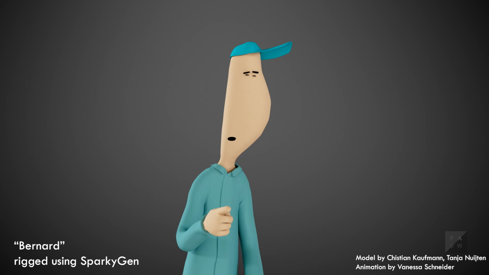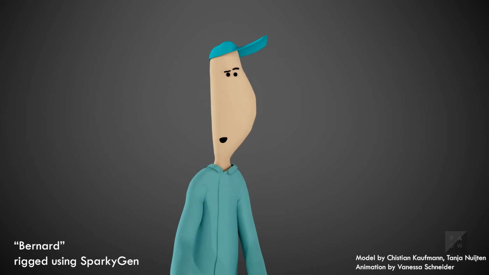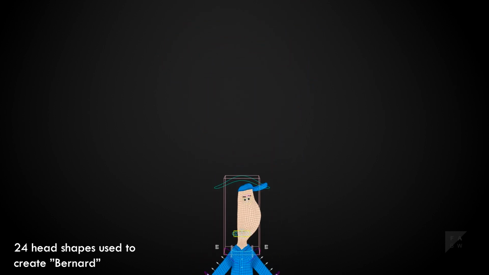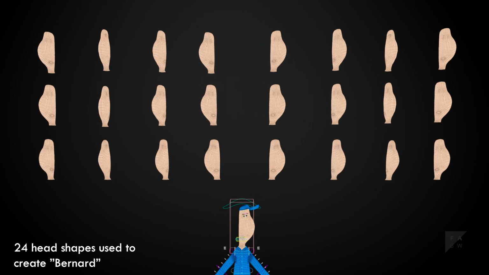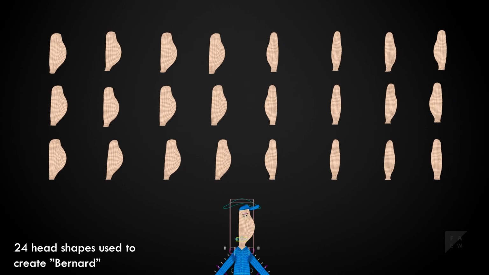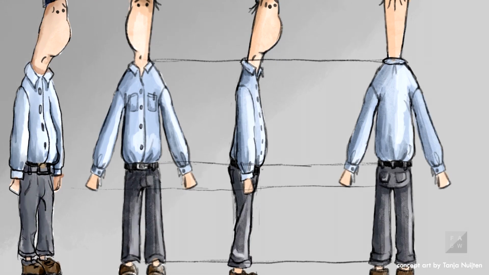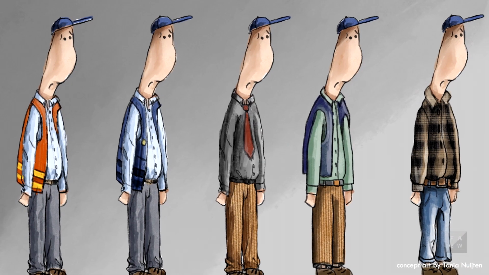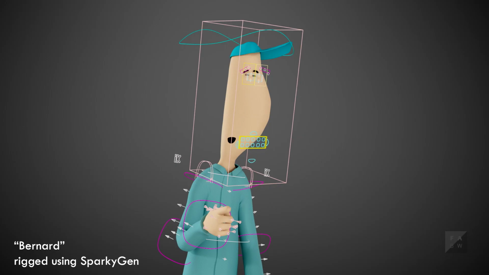SparkyGen is a Maya outrigging plugin designed to mimic the artistic style of 2D animation by blending between different head shapes based on the perspective of the head. It is particularly designed to preserve the charm and style of a concept art or 2D animatic look and feel when working in three-dimensional space.